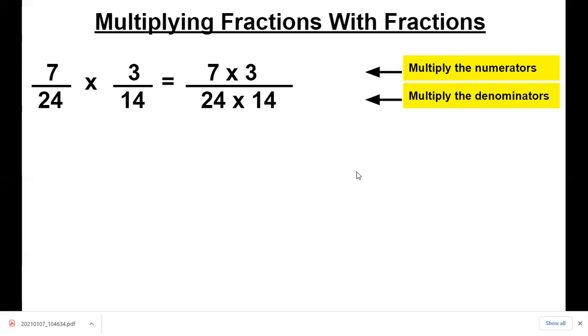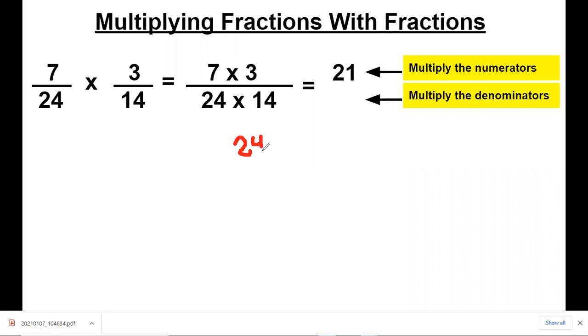So 3 times 7 should be 21. And what's 24 times 14? See, the numbers are getting a lot bigger. So if I don't know what that is, I got to do the math now, right? I got to do 24 times 14 and multiply, right? So 4 times 4 is 16. Carry my 1. 2 times 4 is 8 plus 1 is 9.